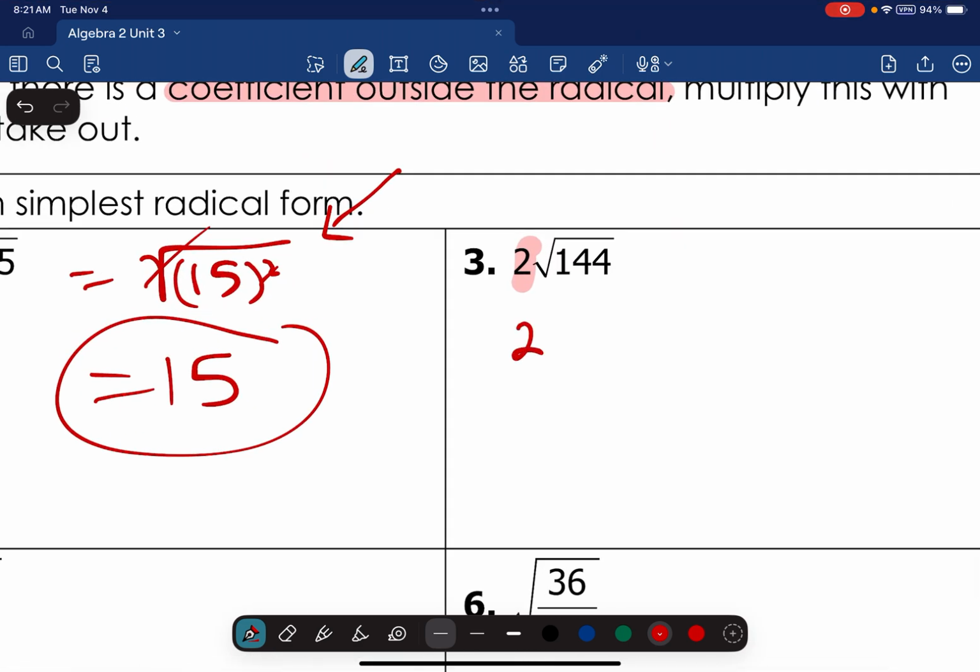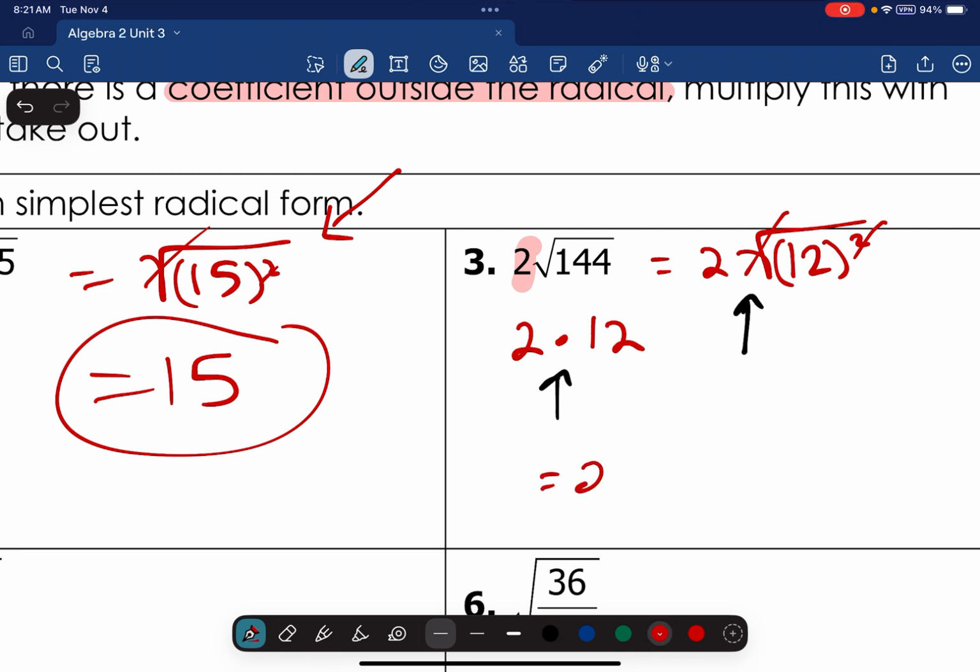I have a 2 on the outside. 12 squared is 144, so this is 2 times 12. What just happened? I'll do it one more time. This is 12 squared on the inside. The square and the square root cancel. There's no symbol between them, so it's multiplication. So 2 times 12 is 24, so our answer is 24.